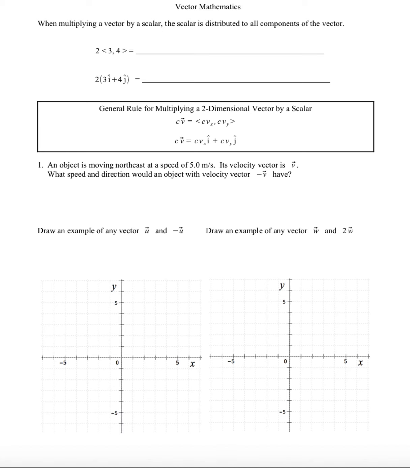When we multiply a vector by a scalar, the scalar gets distributed to all components of the vector. I'll do a simple example here of 2 times 3 comma 4. Now, similar to distribution, we're going to send that 2 to both the 3 and 4, and we'll make it 2 times 3 comma 2 times 4. Simplifies to 6 comma 8.